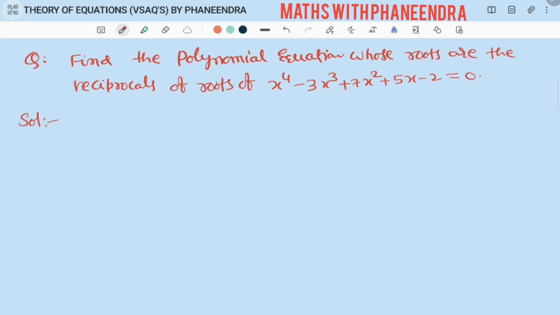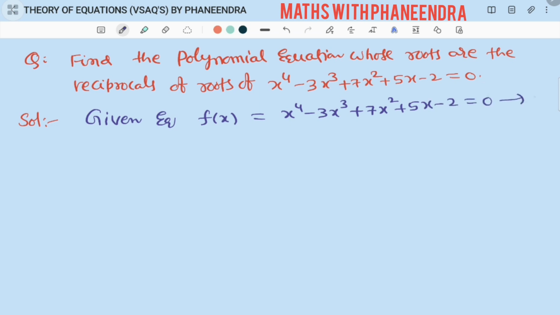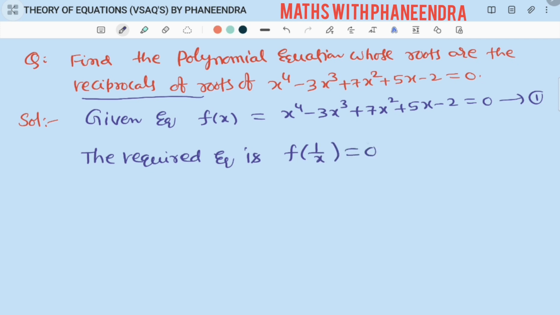This is the question. First step, given equation f of x is equal to x power 4 minus 3x cube plus 7x square plus 5x minus 2 equal to 0. Keep that equation number 1. The required equation, the reciprocal is there, no? So the required equation is f of 1 by x is equal to 0. This is called a reciprocal equation to the given equation 1.